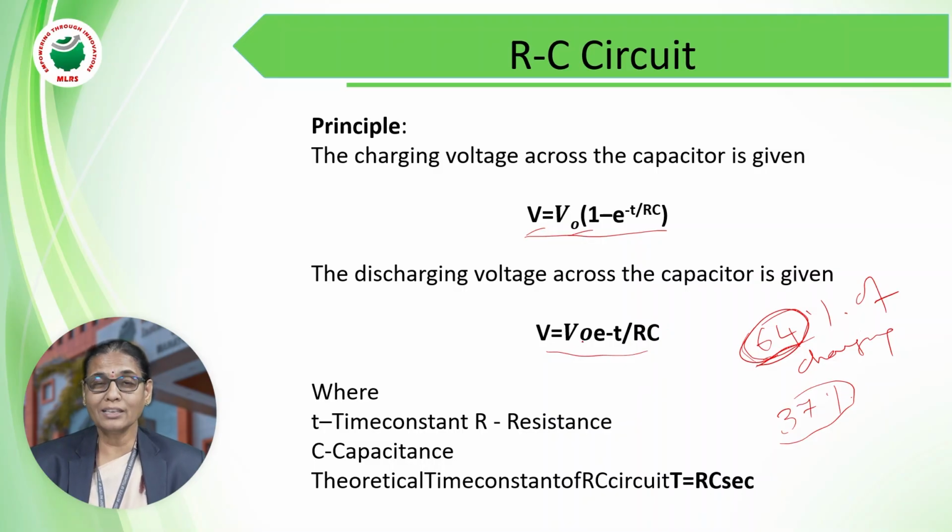V naught is the maximum value which is stored inside the capacitor. T is the time constant. R is the resistance value you are using. C is how much capacitance you are using in order to get the voltage decayed to 37%. If you substitute all these values in the equation, you will get 37%. That is called the discharging time constant.